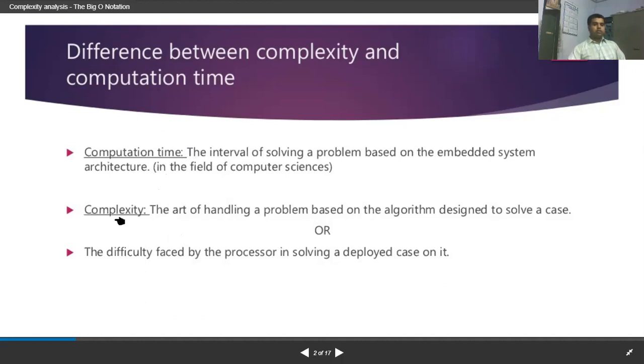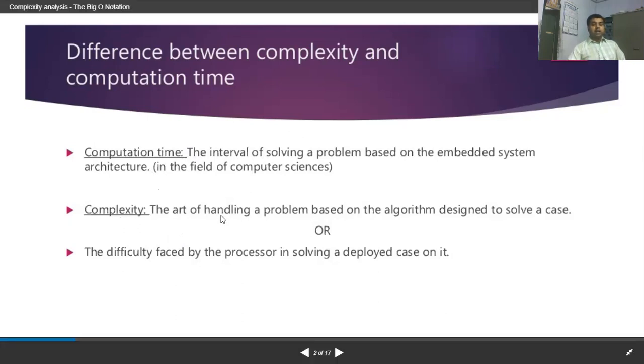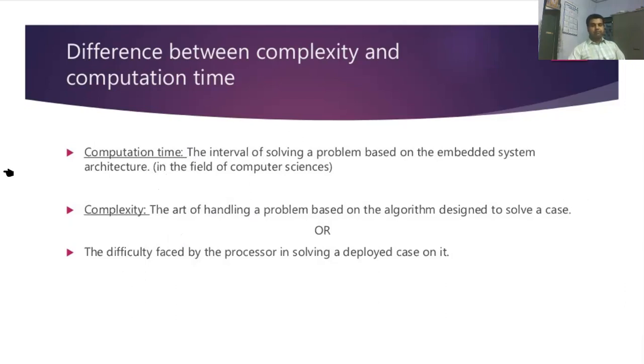But relative to this, you have another term which is called complexity. What is complexity? The art of handling a problem based on the algorithm designed to solve a case. In this part, we will not say a case, we will say a task or a program. As I just gave you an example, if you add up 2 three times, then also you will get a 6, but if you multiply 3 into 2, then also you get a 6. So the question comes, which of these is more effective?